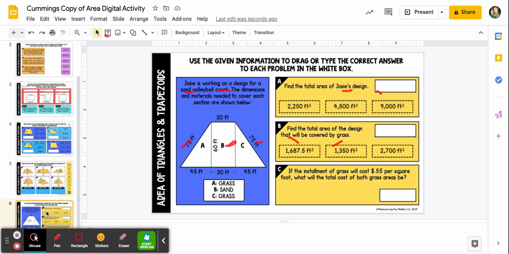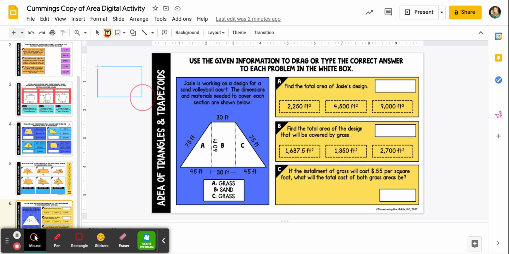Okay, and the very last slide says use the given information to drag or type the correct answer to each problem in the white box. So Josie is working on a design for a sand volleyball court. The dimensions and materials needed to cover each section are shown below. So it looks like we have one giant trapezoid, but it's broken up into a triangle, a rectangle, and another triangle. A is grass, B is going to be the sand volleyball court, and C is another patch of grass. Find the total area of Josie's design.